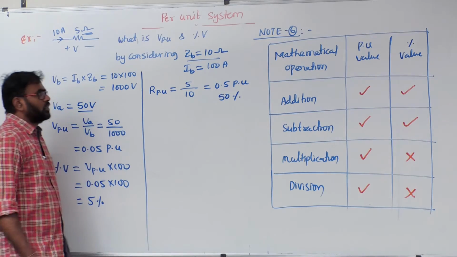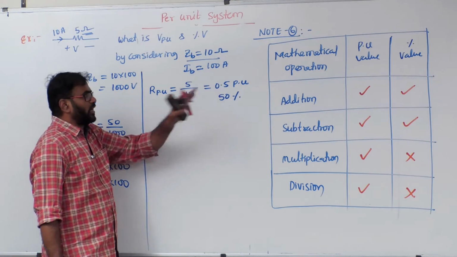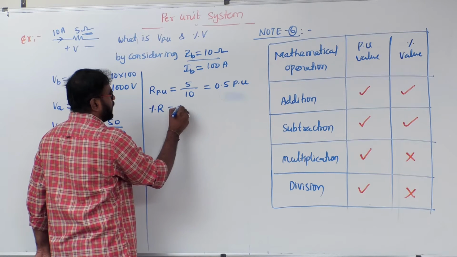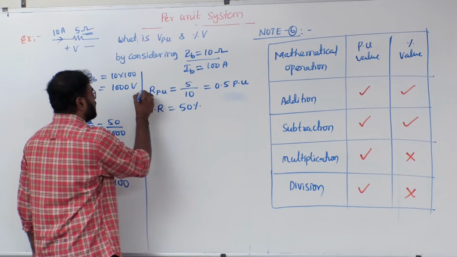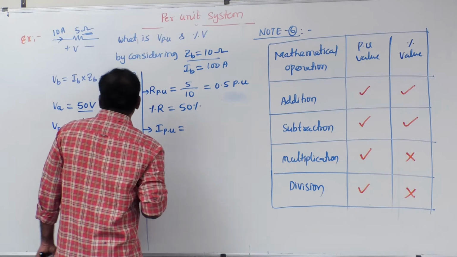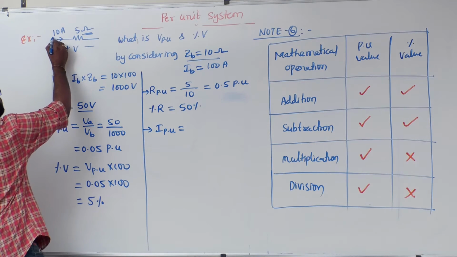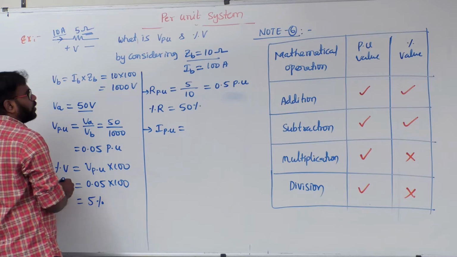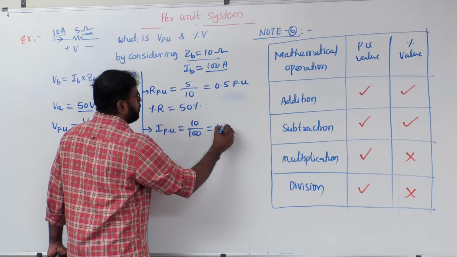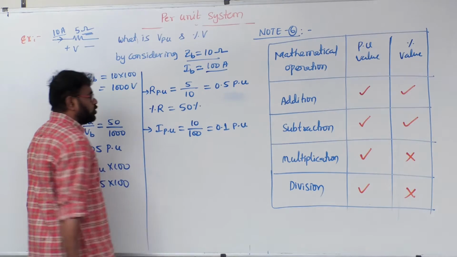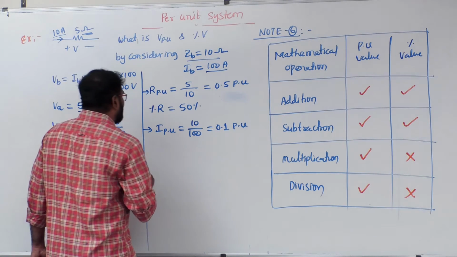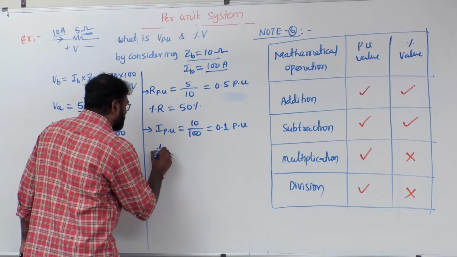50%. R is 0.5 per unit, nothing but 50%. Otherwise, I will write percentage R equal to 50%. Clear? Now similarly, what is I per unit? I actual is 10 ampere. I base is 100 ampere. 10 by 100, which is 0.1 per unit. So I per unit is 0.1 here. Okay. Clear? Now let's see what is percentage I.